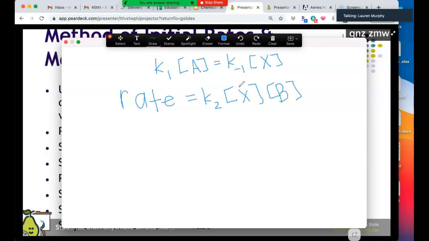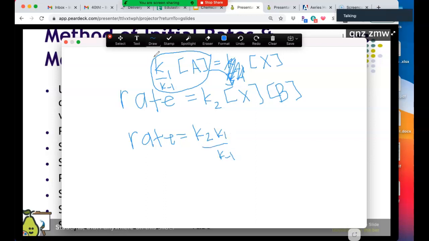Then you isolate the intermediate so you can get rid of it. So I just move this K minus 1 over here. That leaves me with X equaling this. Now, instead of having my rate law have X in it, I plug what X is into the rate law. So I have rate equals K2. Now I'm replacing X with all of this stuff that I said X equals. Remember the smorgasbord of K's? This whole term goes over there, and then the A also goes in there.